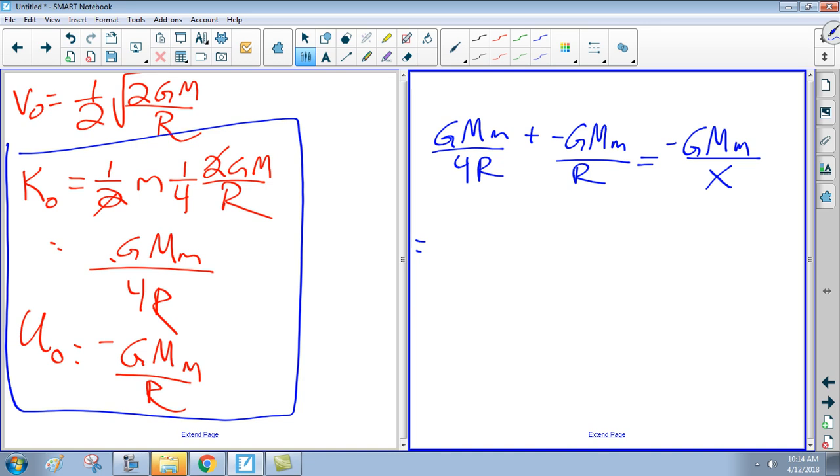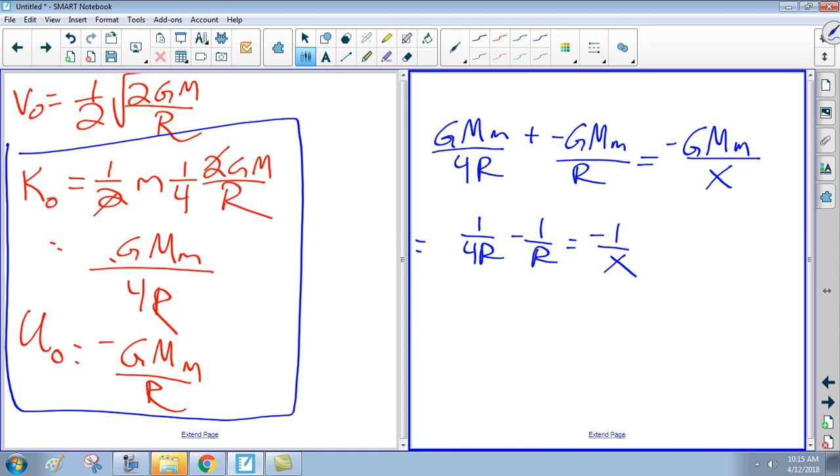And then solve for X. Follow? Any problems? So, I guess math-wise, I would get rid of all the G's and M's, and this just becomes 1 over 4R minus 1 over R equals negative 1 over X.